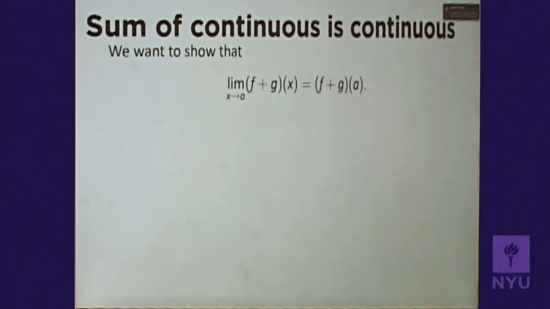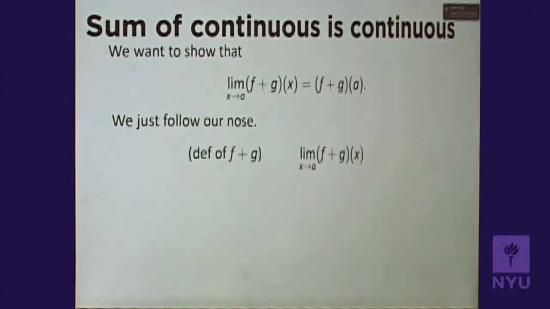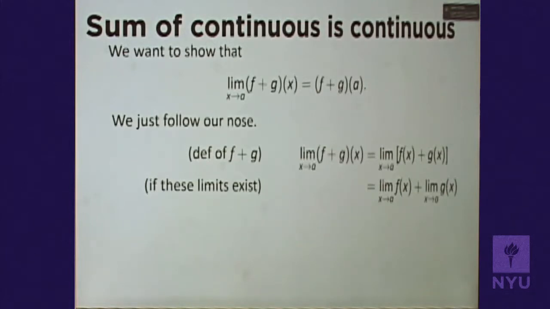Well, let's take a look at this left-hand side. It's the limit of a sum. We want to find the limit of the sum f plus g of x. Because we have limit laws for addition, we can write that in terms of the limit of f of x as x goes to a plus the limit of g of x as x goes to a. This is provided that these limits do actually exist. But we actually do know that they exist because we have assumed that the functions are continuous at this point.